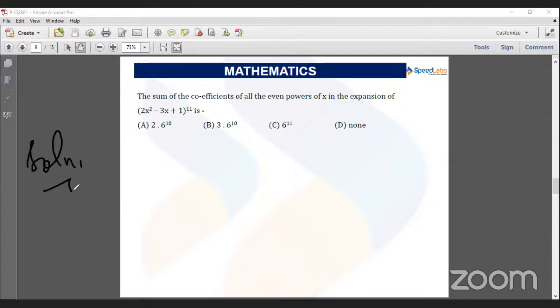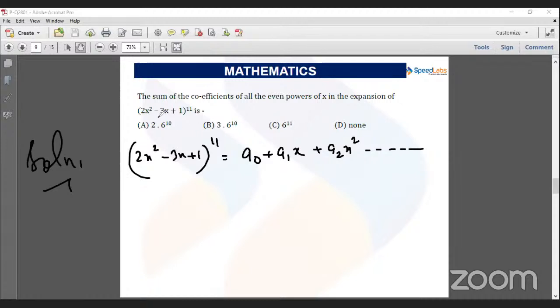The sum of the coefficients of all the even powers of x in the expansion of 2x squared minus 3x plus 1 power 11. So technically we can write 2x squared minus 3x plus 1 power 11 as, let's say, a0 plus a1 x plus a2 x square. The highest term would be x power 22, up to a22 x power 22.